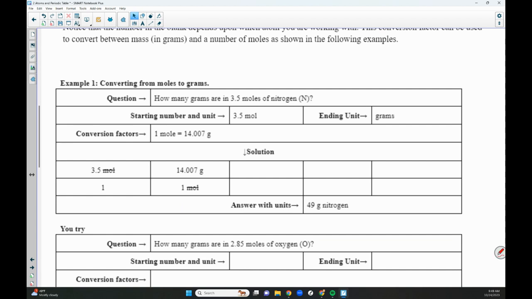How many grams are in 3.5 moles of nitrogen? Okay, so we're going from 3.5 moles of nitrogen to grams. That's going to be my starting and ending units. So I put 3.5 moles into this portion of the box. I put grams over here. That lays out my game plan. And I check the periodic table, and I see that nitrogen has a molar mass of 14.007 grams. And again, that is the mass in grams of 1 mole of nitrogen atoms.